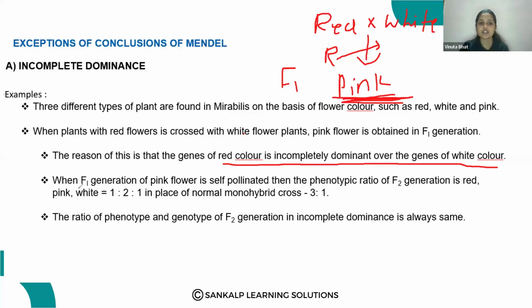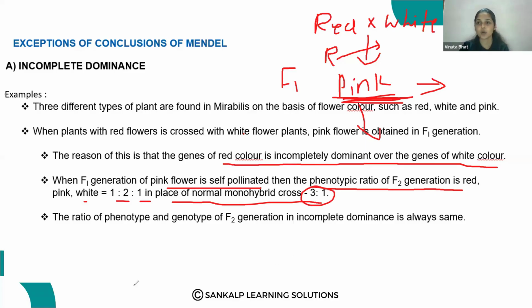So here the F1 generation of pink flowers is self-pollinated to obtain the F2 generation. Then the phenotypic ratio of the F2 generation, red, pink and white, is 1:2:1. That is similar to the monohybrid cross. The phenotypic ratio is 1:2:1 instead of 3:1.